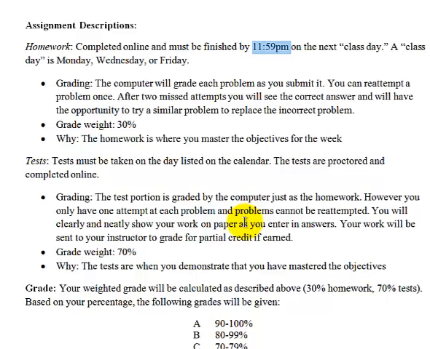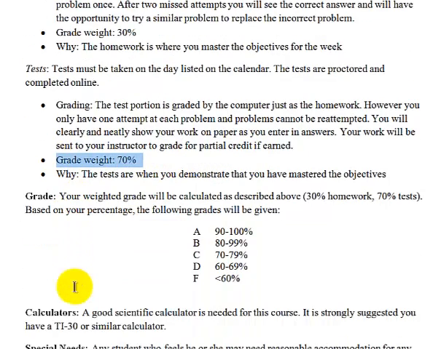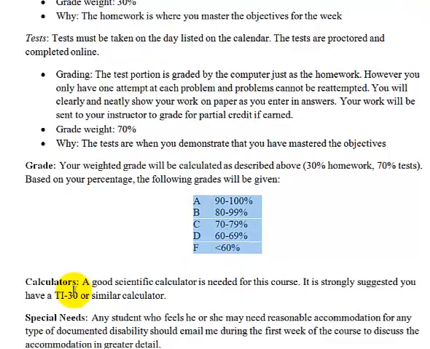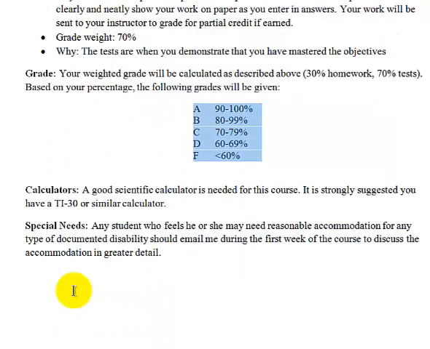Finally, there's the test. The tests are done on the day listed on the calendar. They are proctored online, and it is graded by the computer just like the homework. You only get one shot at each problem, though, and you'll want to show your work very neatly and organized on your paper because you're going to turn that in to your instructor, and it's going to be graded for partial credit. So you can actually earn partial credit on tests, which is different than the homework. And the tests are going to count for 70% of your grade. That all goes together, and I assign you a letter grade, and that's your final grade for the course.